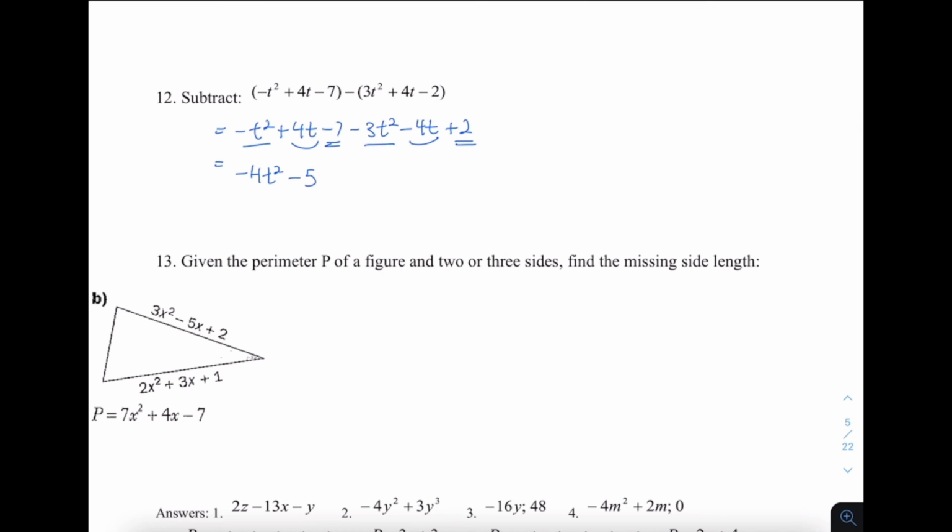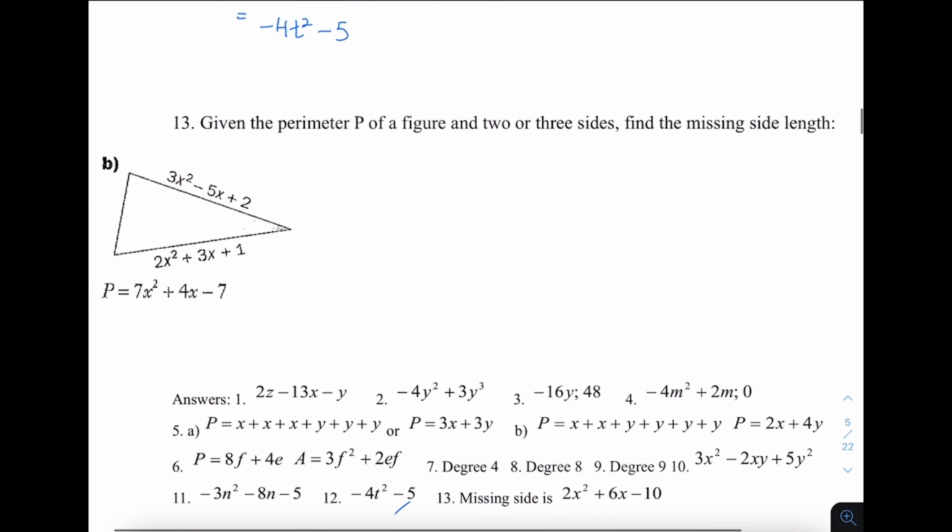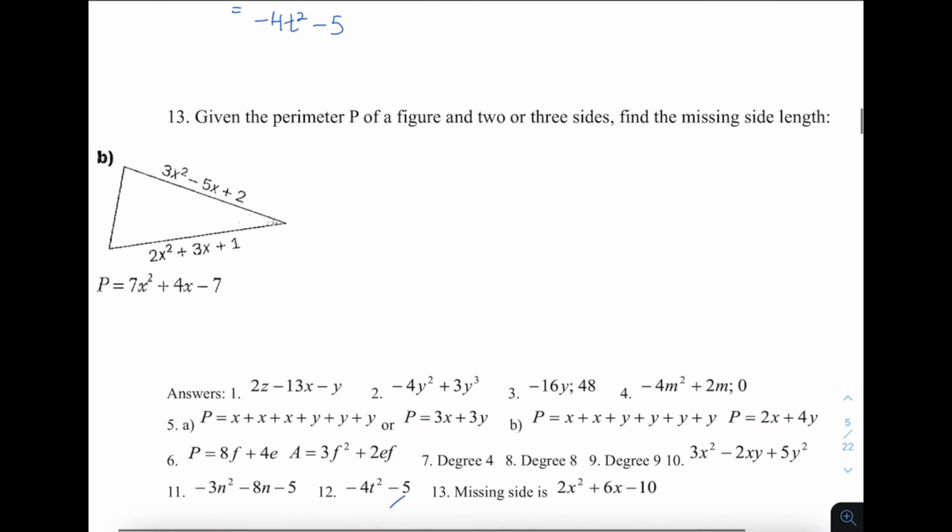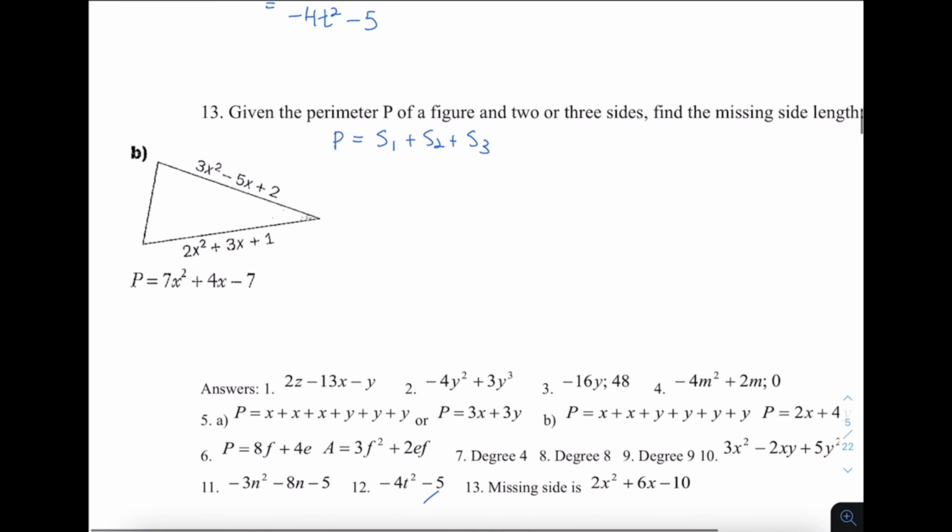All right, so for this last one, there are a variety of ways to do it, but the way I like to think about it is that the perimeter of any triangle is side 1 plus side 2 plus side 3. Now what I'm going to do is label all my sides. So I'm going to call this side 1, and side 2 equals 3x squared minus 5x plus 2, and side 3 equals 2x squared plus 3x plus 1. And here is my overall expression for the overall perimeter.